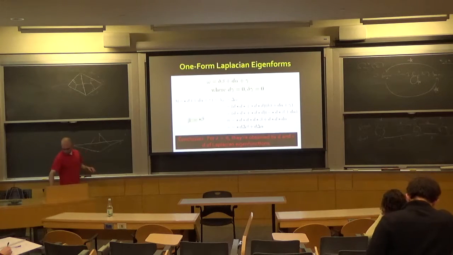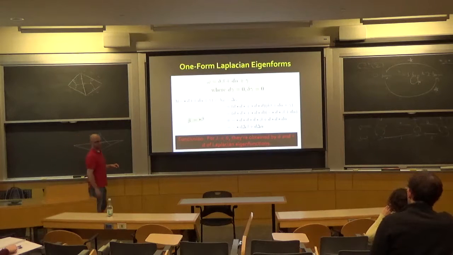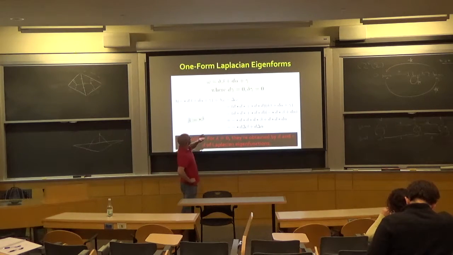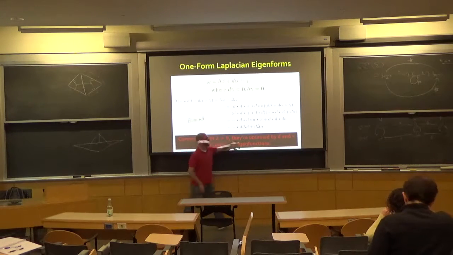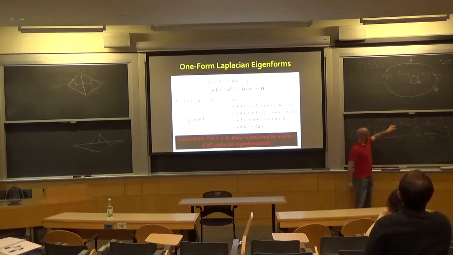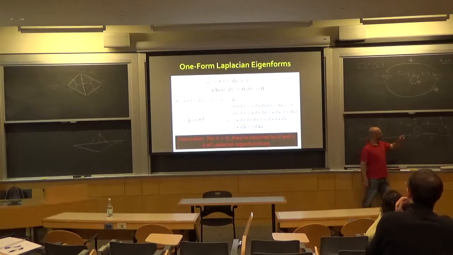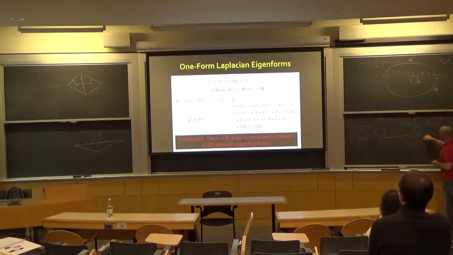I think I'll skip this. Something you can also do is check, if I want the eigenfunctions of the one form Laplacian, like d star plus star d star d. One thing you can actually check is that the eigenfunctions of that operator come from two places. They are d of the eigenfunctions of the zero form Laplacian, and star d star of the eigenfunctions of the two form Laplacian. And you can show that no other eigenfunctions exist.